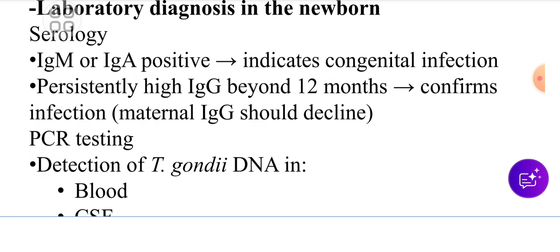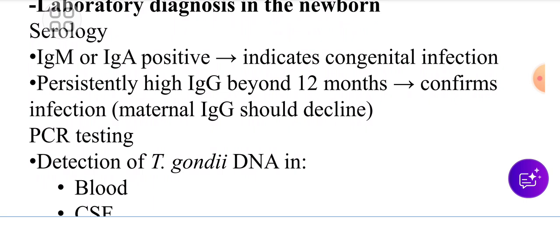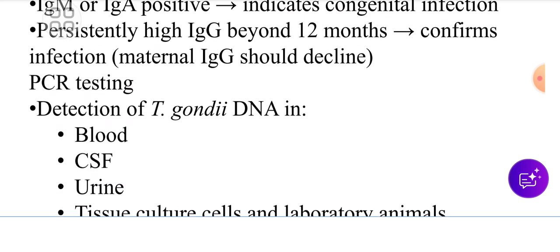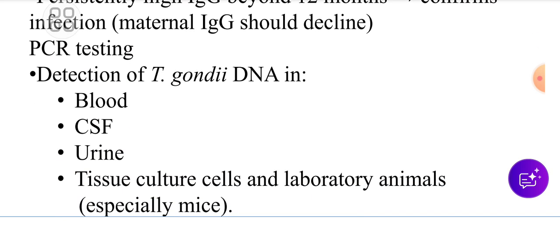Other investigations, like the PCR, that is gene amplification of Toxoplasma gondii, the DNA, which can be done in the blood, CSF, urine, and also Toxoplasma gondii can be cultured in tissue culture cells and laboratory animals like mice.